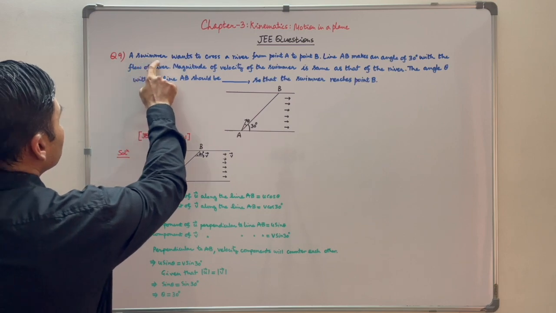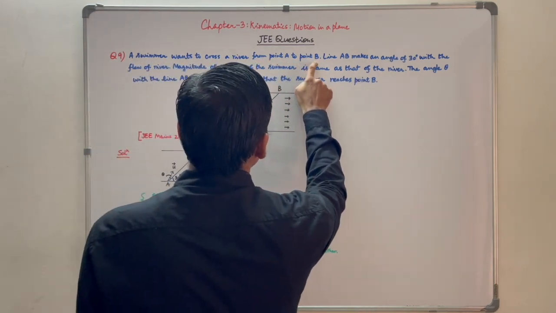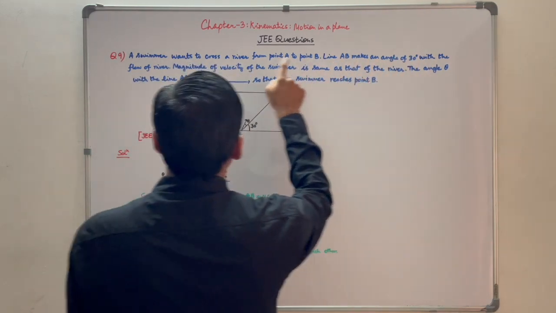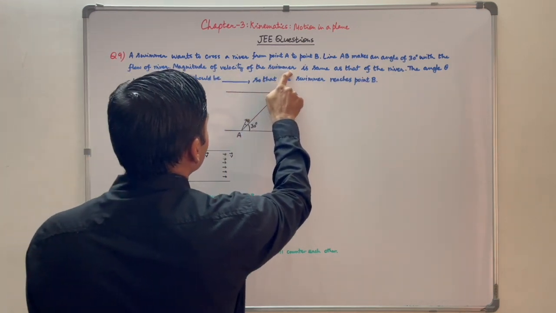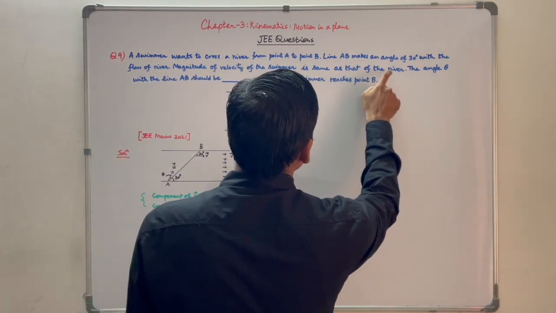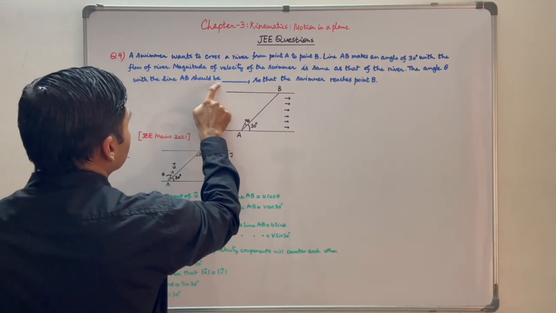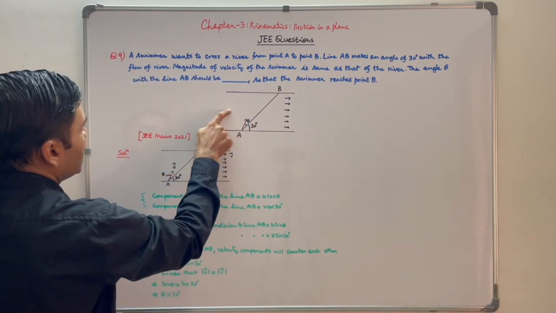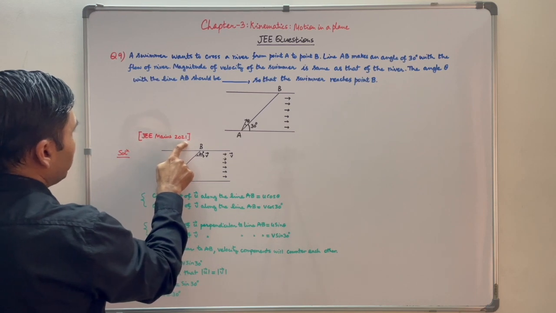Ninth question. A swimmer wants to cross a river from point A to point B. Line AB makes an angle of 30 degree with the flow of river. Magnitude of velocity of the swimmer is same as that of the river. The angle theta with the line AB should be so that the swimmer reaches point B. This is the figure given. This question appeared in JEE Mains 2021.